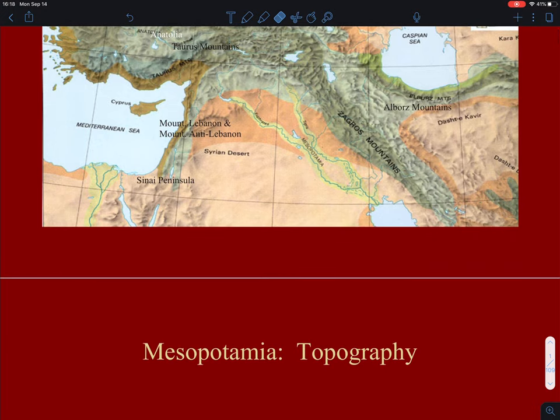So one of the things that I want you to remember about Tigris and Euphrates also is that at some point during this period that we are talking about, the rivers were two but became one, and sort of around that central node, they became one, and then they flowed as they sort of emptied as one river into the Persian Gulf, right?